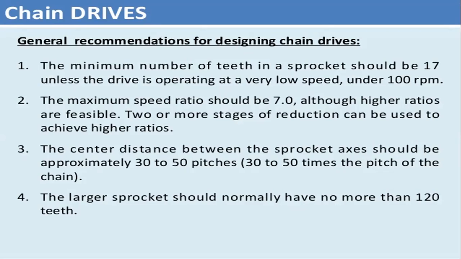That is 30 to 50 times the pitch of the chain drive, and the largest sprocket should normally have no more than 120 teeth. So that should be less than 120 teeth. So these are the general recommendations for the chain drive.